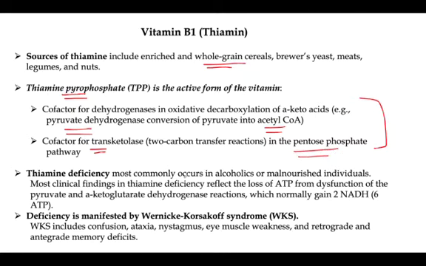Now, deficiency of thiamine generally occurs in alcoholics because in case of alcoholics, the gastric mucosa is damaged, as a result of which there is decreased absorption of thiamine, and therefore alcoholics suffer from thiamine deficiency, which is manifested in the form of a particular disorder known as WKS or Wernicke-Korsakoff syndrome, where there is severe neurological impairment.